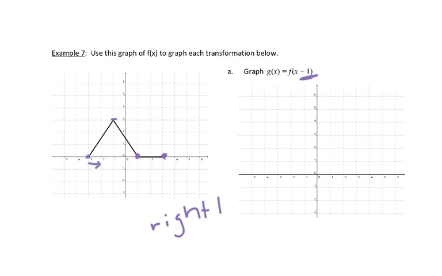So this is telling us that we're going to move this graph right 1. So this point is going to move right 1, which means it'll end up here. This point will move right 1, which means it will end up here. And this point will move right 1, which means it will end up here. And then we just connect those points. And that purple graph is our answer to this problem. So it should look exactly the same as the graph we started with, except that the whole thing has been shoved to the right 1.